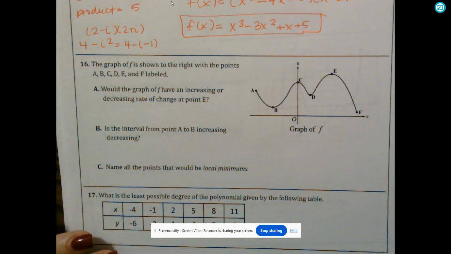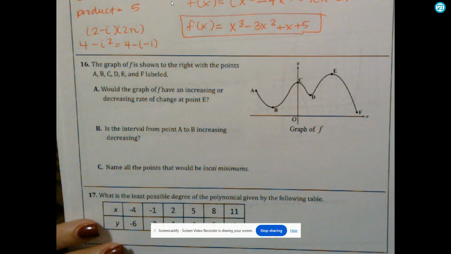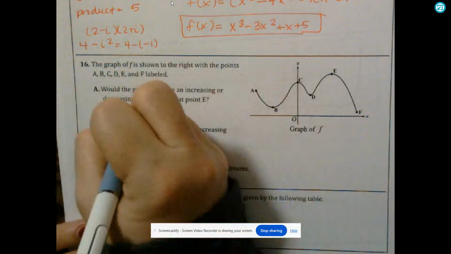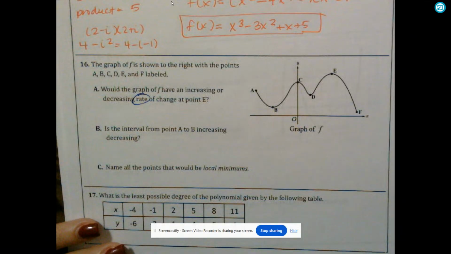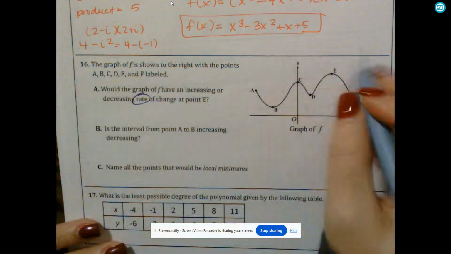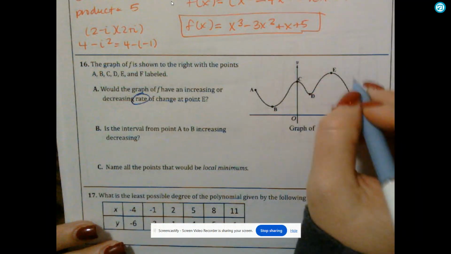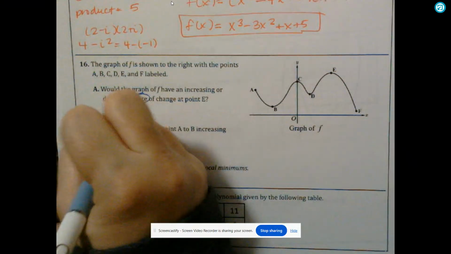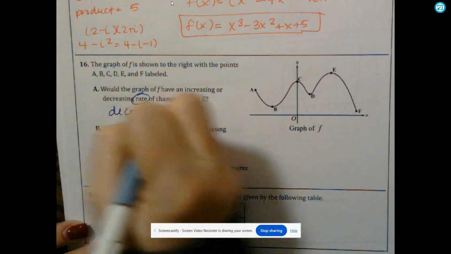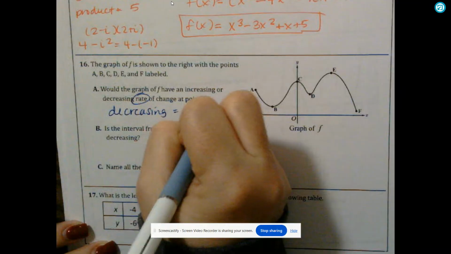All right, 16. The graph of f is shown to the right with points A, B, C, D, E, F labeled. Does the graph of f have an increasing or decreasing rate of change at point E? Okay, so point E is lying on a concave down section, so it would be decreasing because it is concave down.